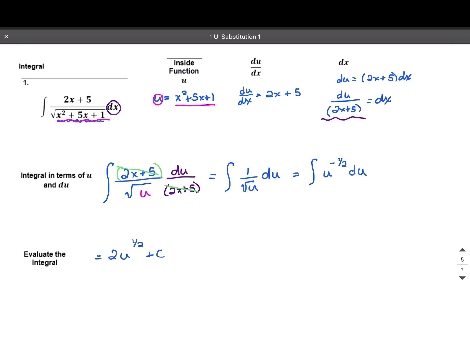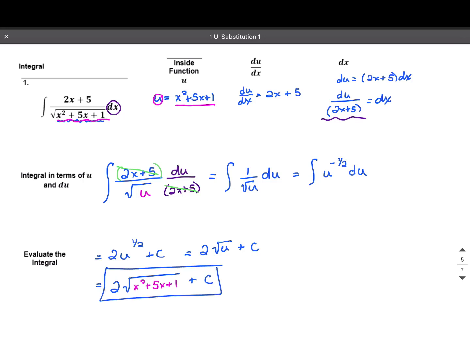Last step. Now remember, the 1/2 exponent is really the square root of u plus c, and now the last step is to replace that u. u was x squared plus 5x plus 1, and don't forget to keep your plus c. There you go. We did an integral with u substitution.